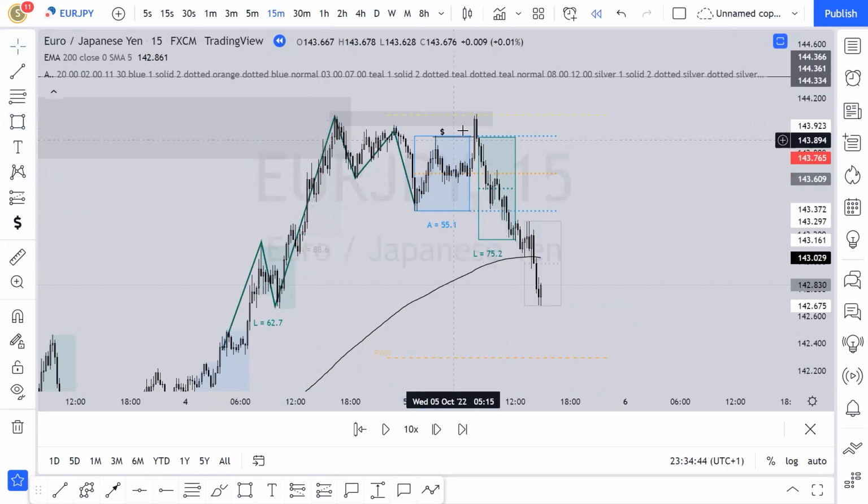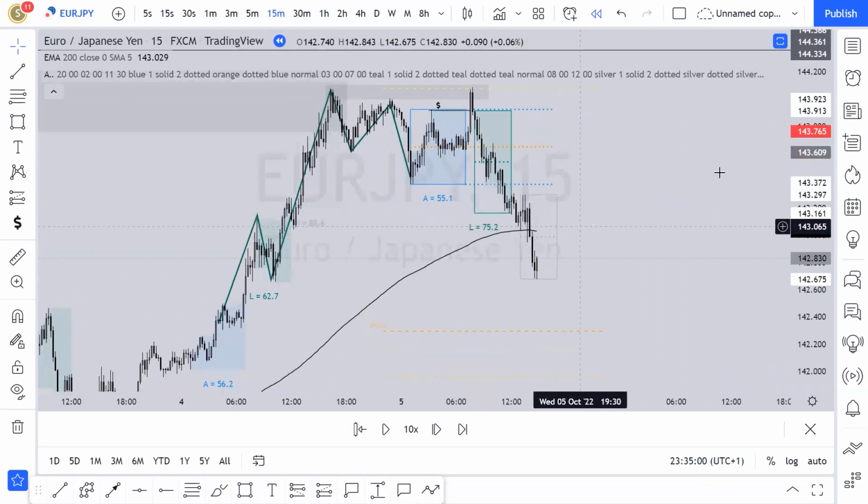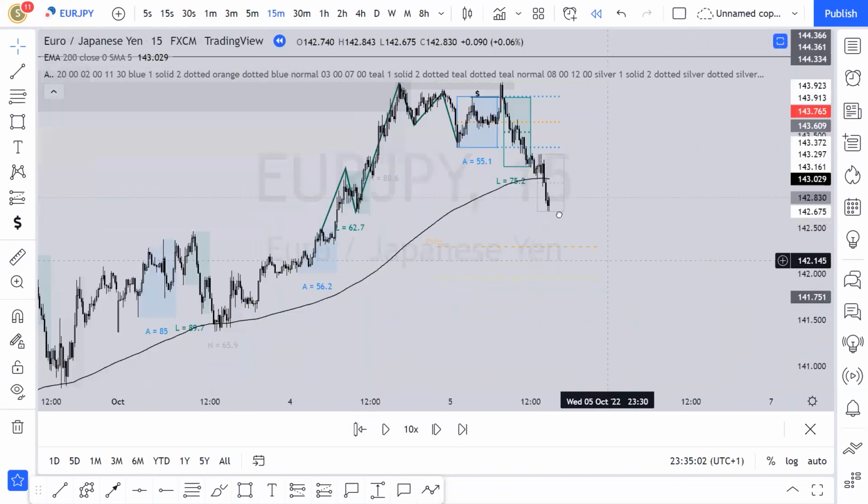But actually, I didn't take EURJPY because EURJPY gave us a very nice formation as EURUSD. So I think I took EURUSD instead. And I'm going to do that in another video later. So this would have been a very nice entry, but I actually didn't take this trade. So no screenshot for that.